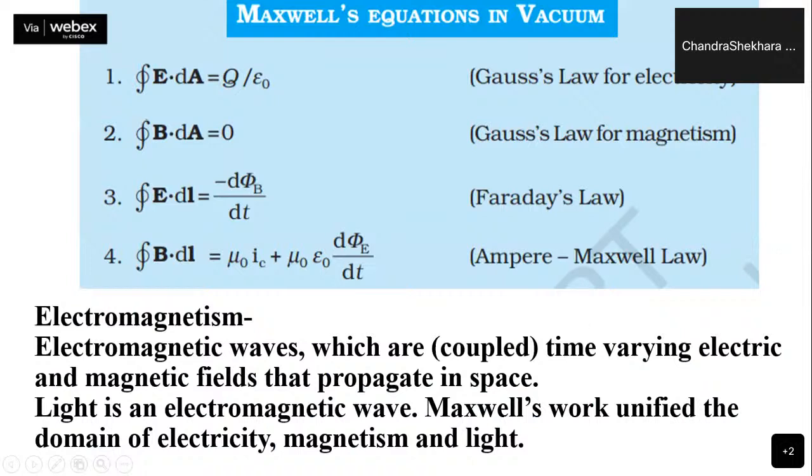This is what I explained here. Electromagnetic waves, which are coupled time varying electric and magnetic fields, propagate in space. Light is an electromagnetic wave. Maxwell's work unified the domains of electricity, magnetism and light. I already explained these things.